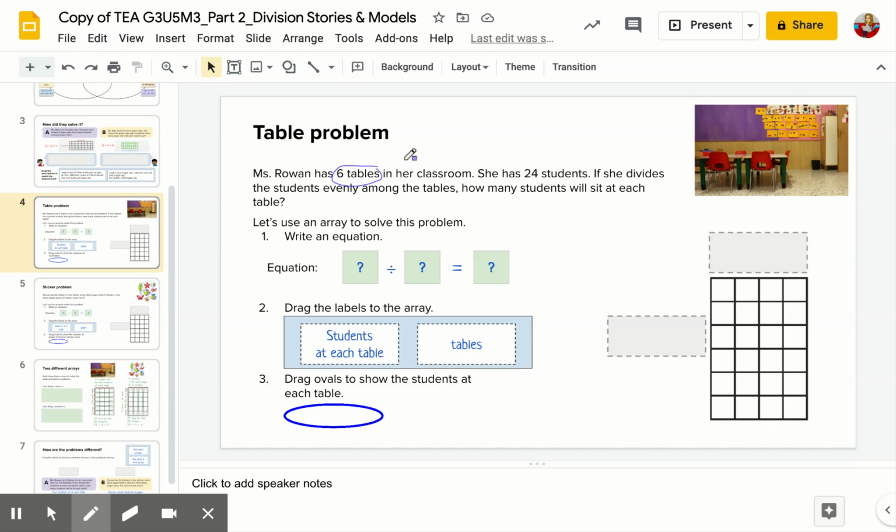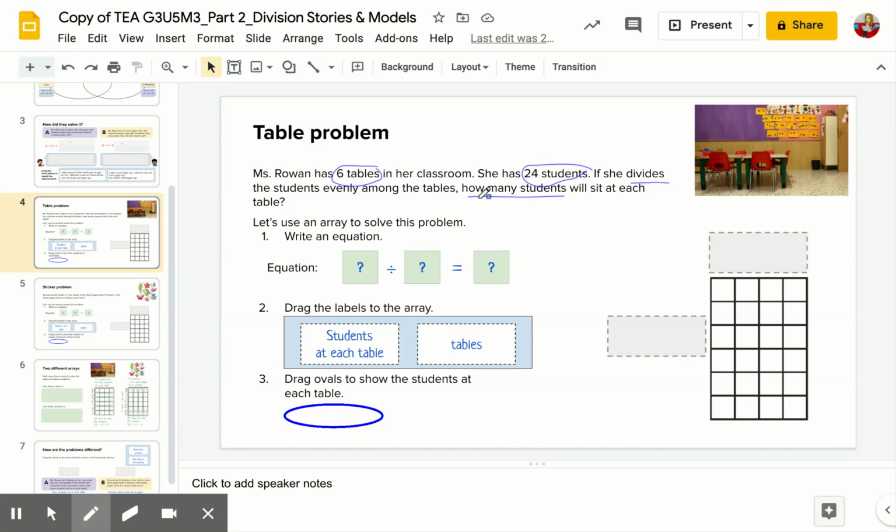So let's go ahead and read this again and make sure that we understand what the important information is. Miss Rowan has 6 tables. I already circled that. She has 24 students. If she divides the students evenly among the tables, how many students will sit at each table? How many students will sit at each table?